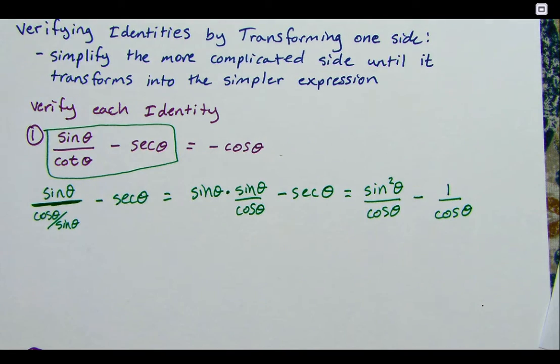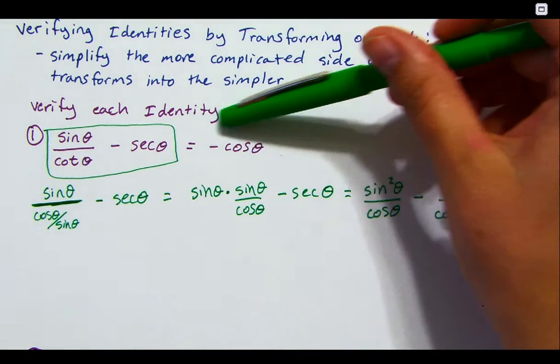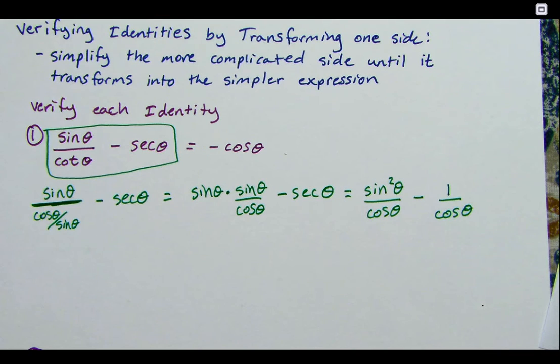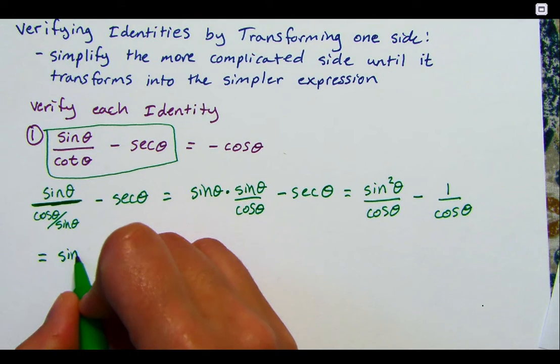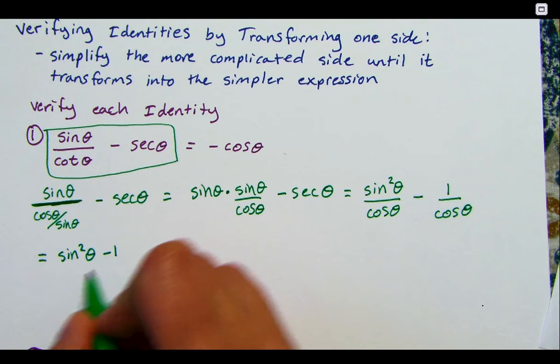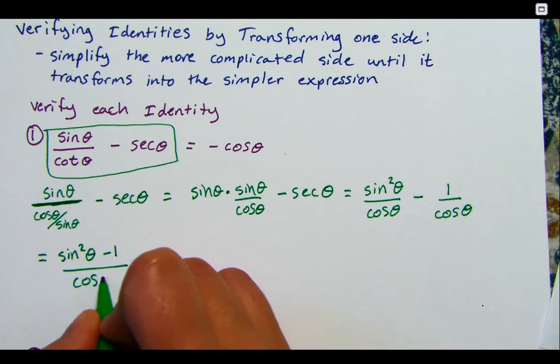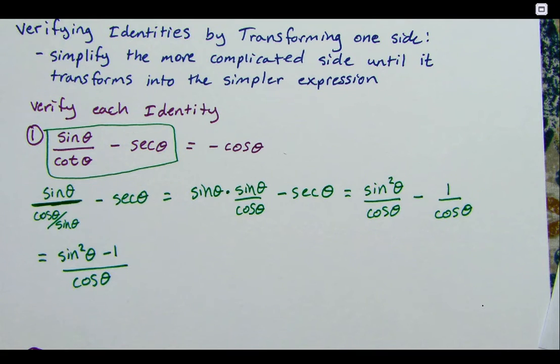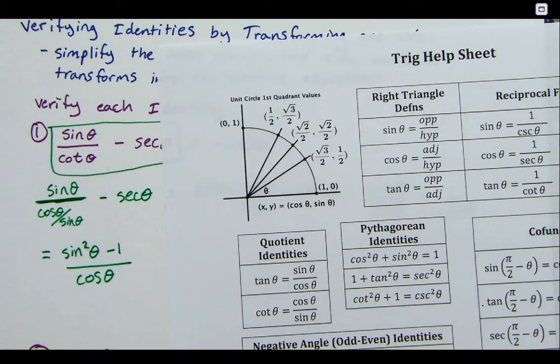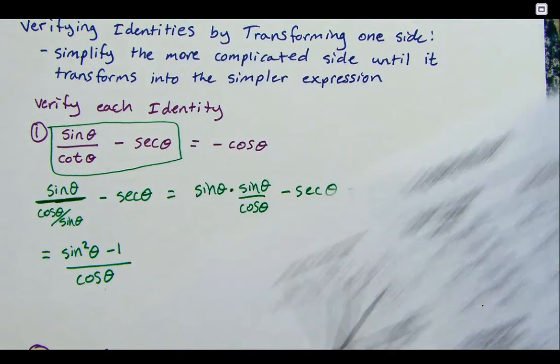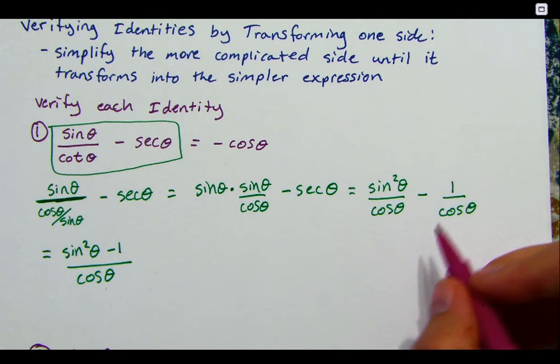And whenever we have more than one term, remember we want to try and get it down to a single term, especially if this side is a single term. And since my denominators are the same, I'm allowed to think of this as one big fraction. So this will be sine squared theta minus 1 over cosine theta. Okay. And looking at that, that reminds me of a Pythagorean identity. So it's not exactly the same. So I'm going to use this one. And I'm going to do some work off to the side to rearrange that.